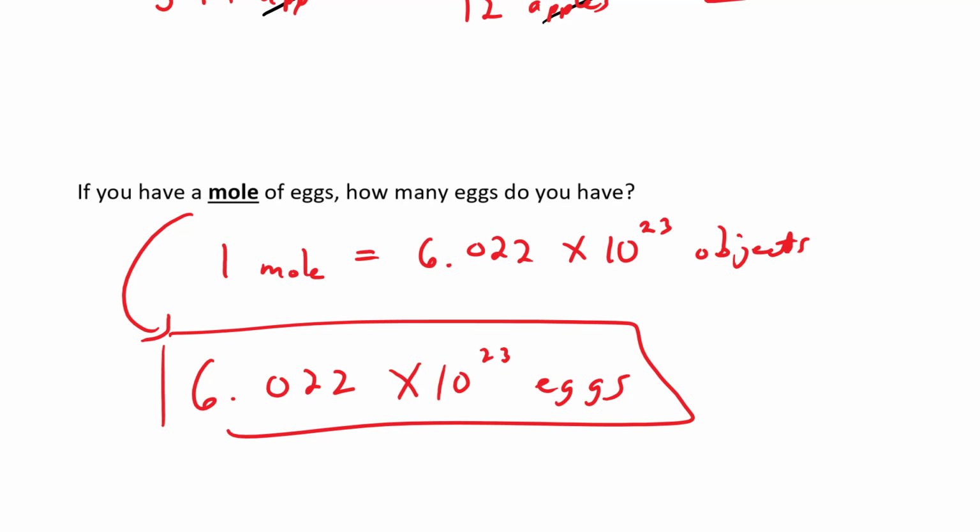Be careful. Oftentimes students have difficulty with those final numbers. Notice one is 22, one is 23. They are not the same. This is a common mistake students make. 6.022 times 10 to the 23. This is a special number. It has a name. It's called Avogadro's number.